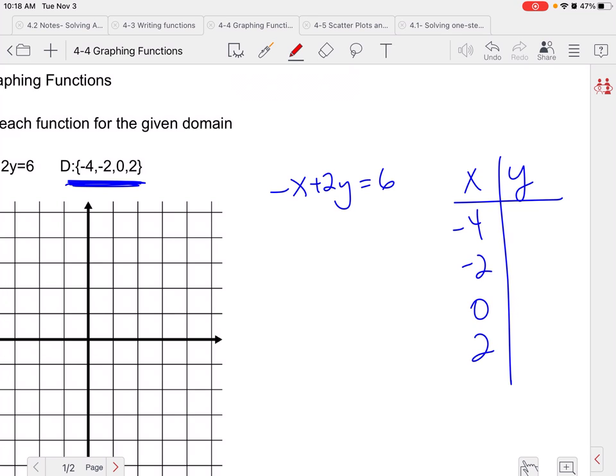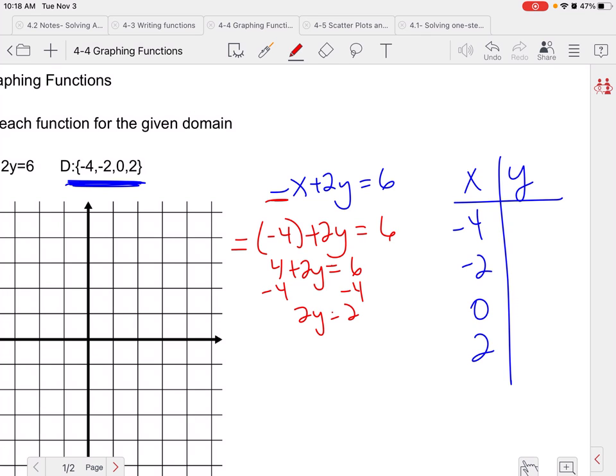Okay. So we have negative times -4 plus 2y equals 6. And I'm going to solve that, right? And again, make sure that negative comes outside of here. So negative times -4 is a +4 plus 2y equals 6. So if we subtract 4, we're going to get 2y equals 2. So y equals 1. So we're going to put our 1 here.